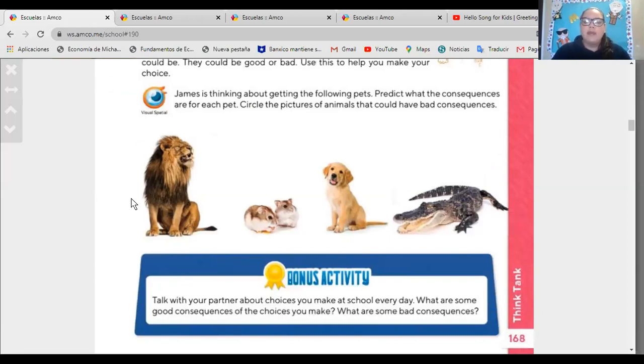James is thinking about getting the following pets. Predict what the consequences are for each pet. Circle the pictures of animals that could have a bad consequence. Okay, grab your pencil because we're going to answer this exercise together.